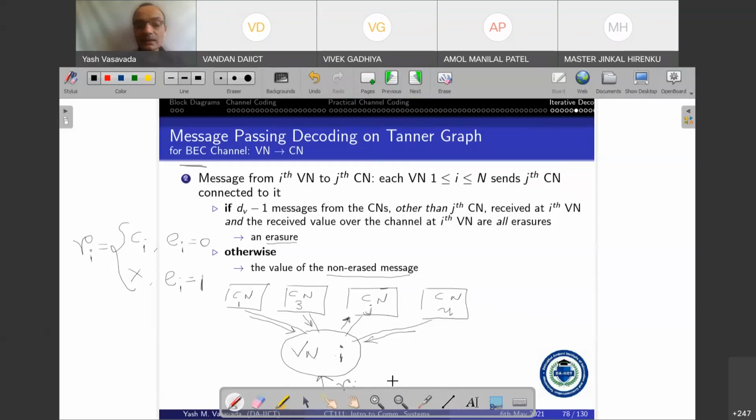And one nice thing about the erasure code is that later on, suppose even CNU tells VNI that you are not erased, the value that it will send to VNI will be the same as the value that CN3 would have sent. That part is guaranteed, for BEC only. And so there is no confusion at VNI. All the non-erased values that it is getting from DV minus 1 CNs are all going to be identical. And so it will just send that value to CNJ.